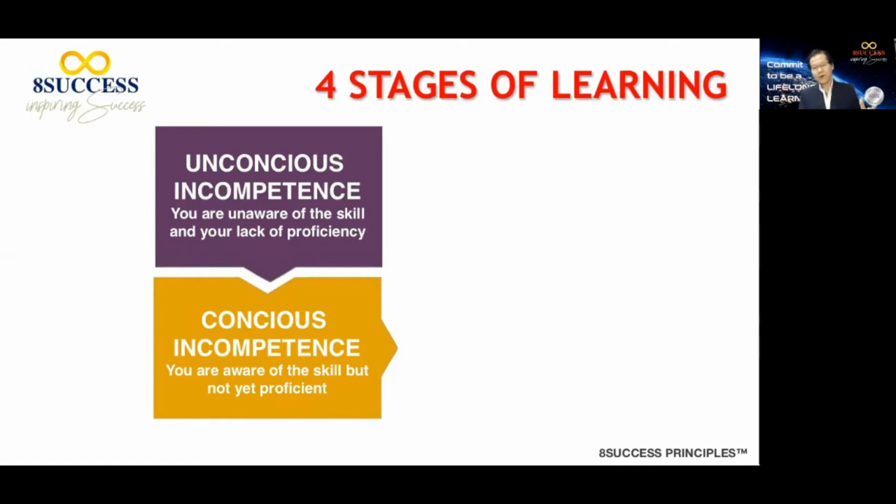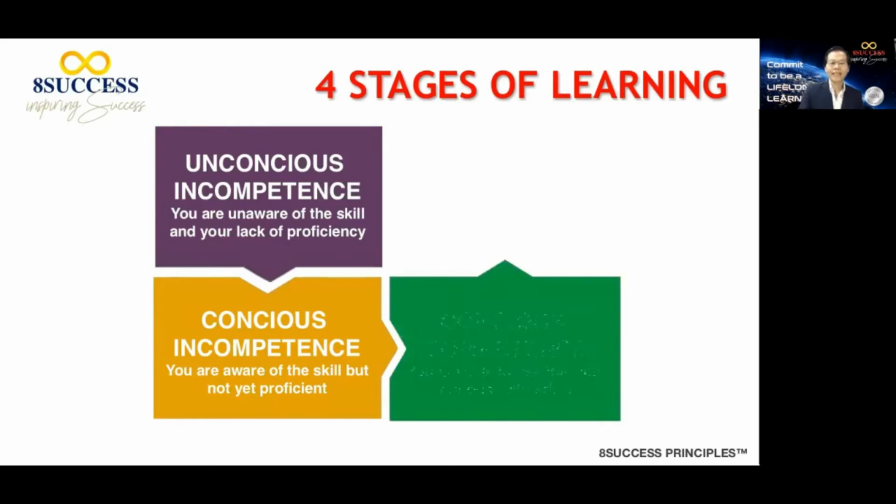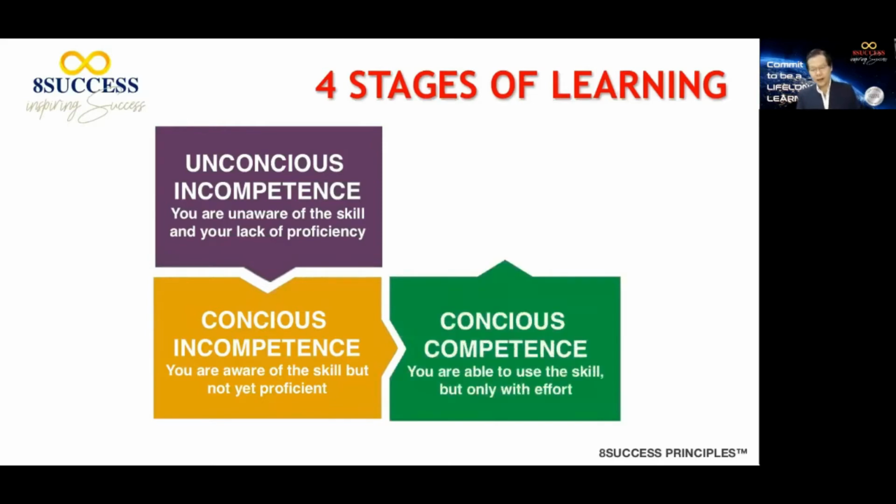A lot of people will subscribe to the saying, "I don't know how to do it." If you say that you do not know how to do it, you practically will stop at this particular stage where you are consciously incompetent, but you are not willing to change and to learn. So it's very important to say you are not yet proficient, and what you need to do is go to the next step, to be conscious competent. That brings you to the third stage where you are able to use the skill but only with effort.